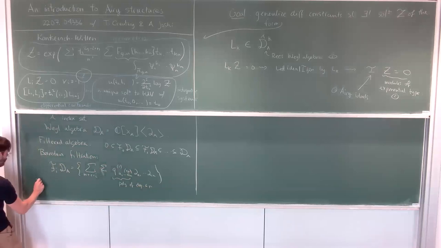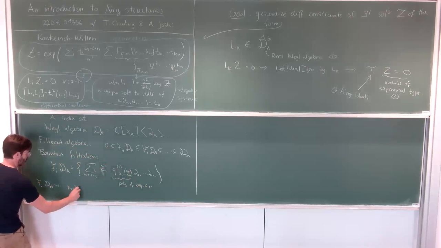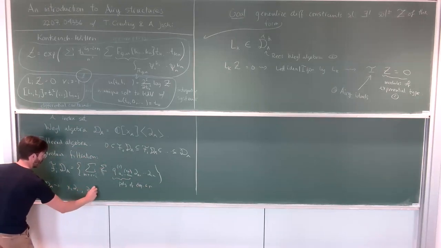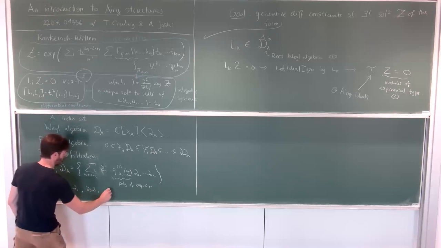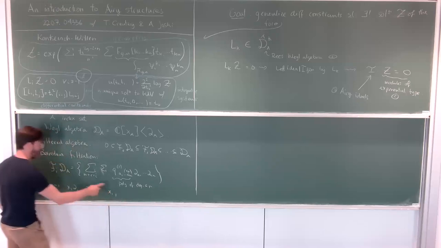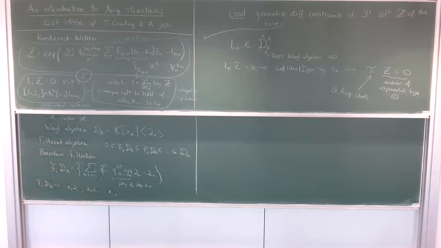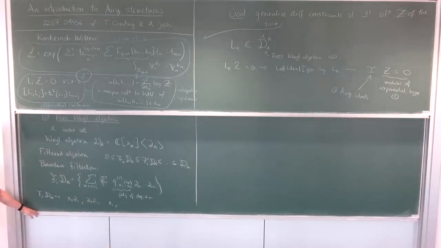So for example, if you're in F_2, you would get things like x_2 del_1, del_2 del_1, things like that, but also things of degree one, like x_1, and so on, because that's a filtration. So you include the things of lower degree as well in your subspace. Okay, so that's the very standard filtration on the Weyl algebra. You can check that it's a filtration; it's easy to do. I see a puzzled look, but everyone's happy.